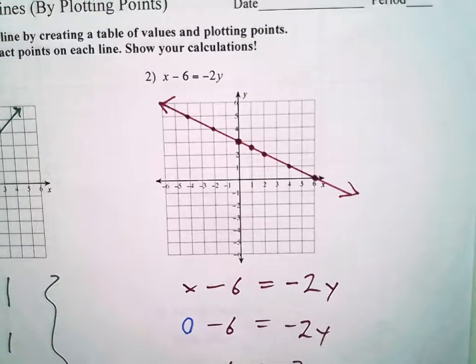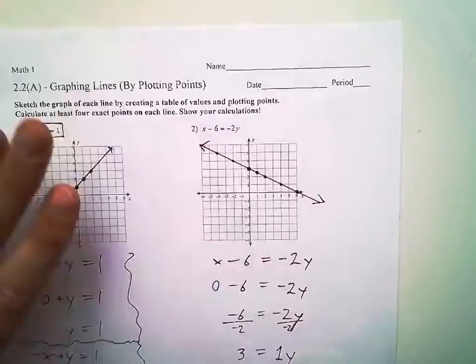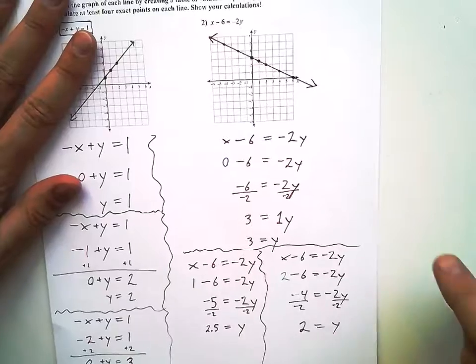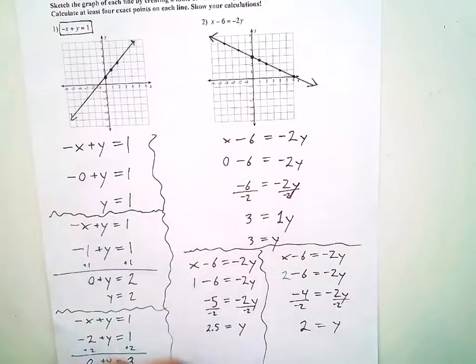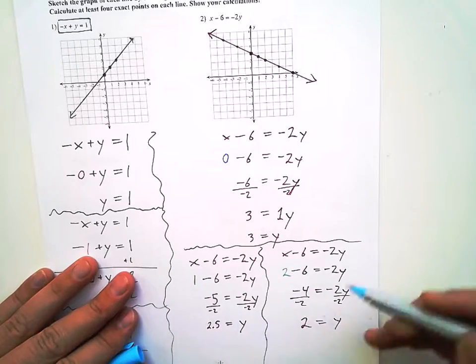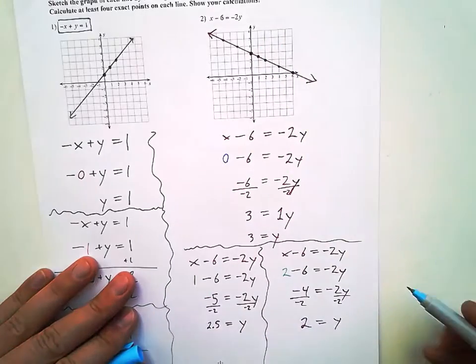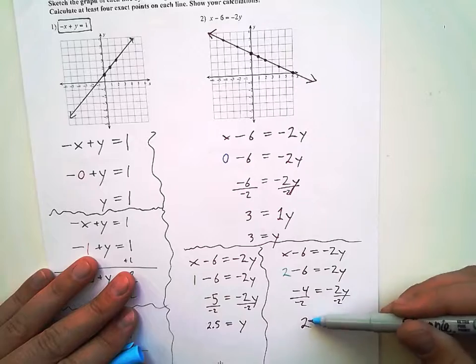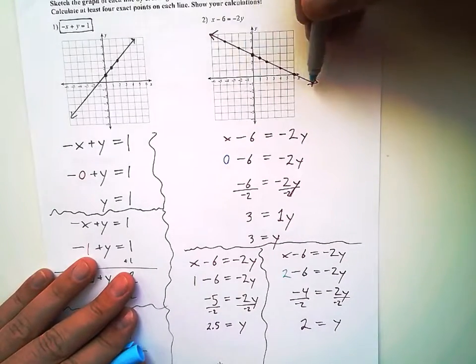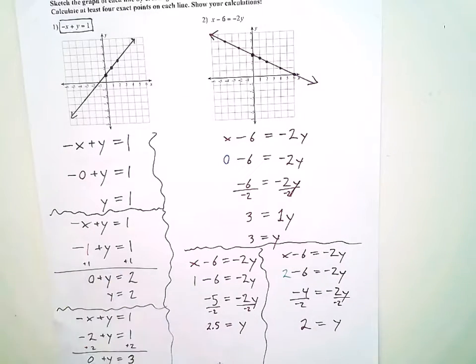So there's number 2. I found what if x is 0, then y is 3. What if x is 1, then y is 2.5. If x is 2, y is 2. And from those 3 points, you can see that the line's going like this, and fill in the rest.